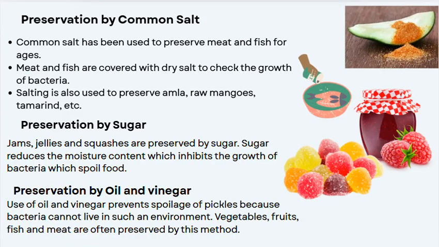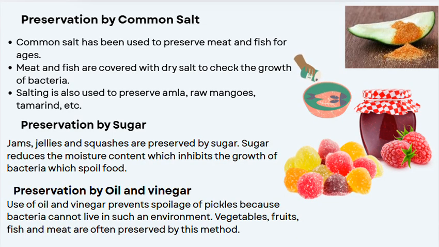The next method we have is preservation by sugar, used especially in preserving jams, jellies, and squashes. Sugar reduces the moisture content, which inhibits the growth of bacteria that cause spoilage.